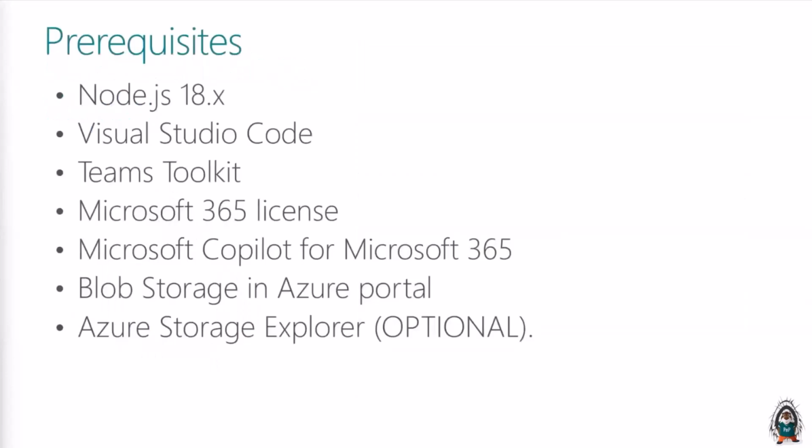All right, so that's interesting. Let us see what the prerequisites are that we need to develop this kind of solution. We will need Node.js version 18, Visual Studio Code with the Teams Toolkit extension installed, Microsoft 365 as well as a Microsoft Copilot license, and we are using blob storage in the Azure portal. But again, you can feel free to use a SharePoint list or any of the other options. Optionally, you will need Azure Storage Explorer if you want to view or edit the Azure tables used in this sample.